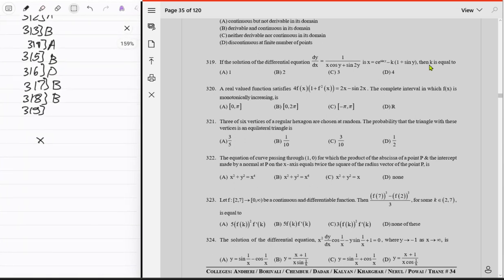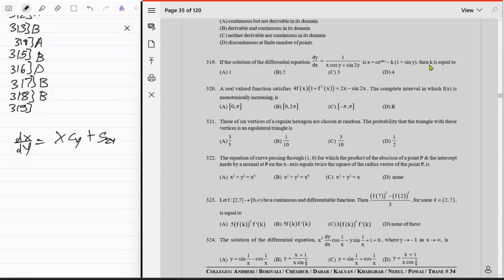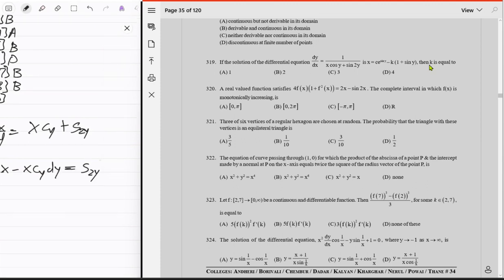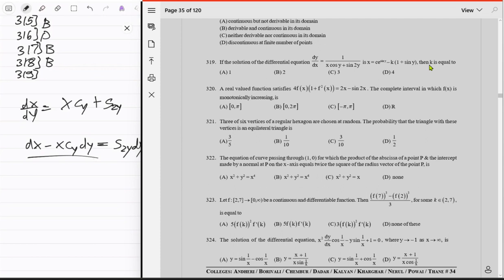dx upon dy. So dx upon dy is equal to x cosine y plus sine of 2y. Okay, so send this over there. What do you get? Just get dx minus x cosine y dy is equal to sine of 2y dy. Now I need to get rid of this somehow.